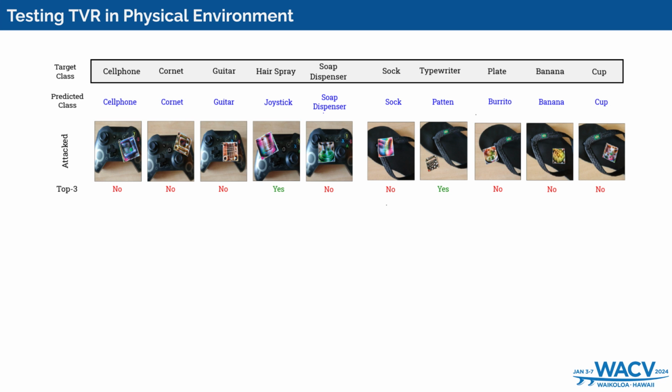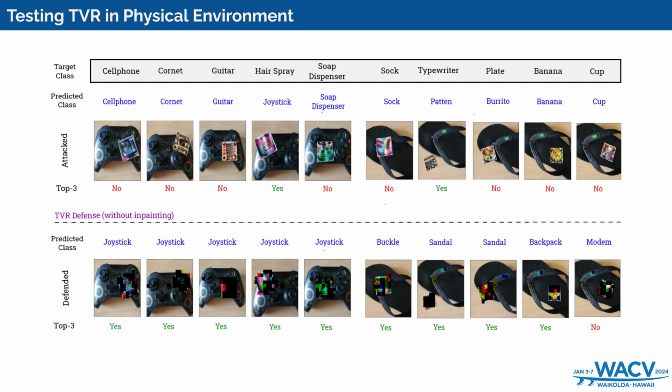We also tested TVR in a physical environment. As you can see here, it's a joystick and we placed different patches of different target classes. You see that the whole prediction class has changed, because the joystick is predicted as cell phone, cornet, guitar, sock, depending on the target class. But after applying TVR, you see that the prediction goes back to joystick or the sandal, which is the original class. Also, you can note here that we don't have to cover the whole patch to get back the original prediction. Even if we are able to mask the relevant pixels, we are able to get the correct prediction. And this is what TVR does.